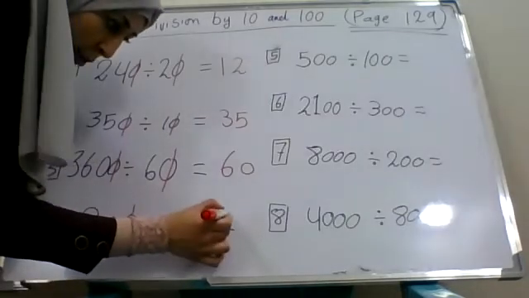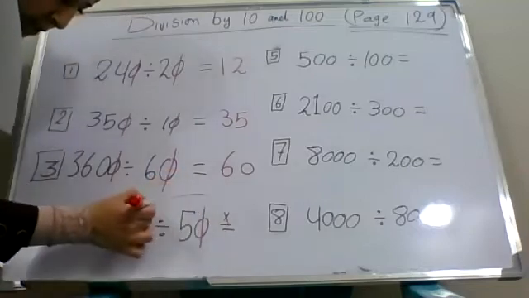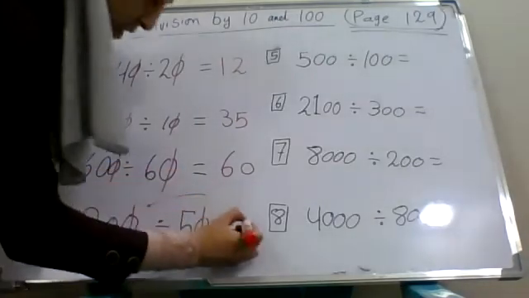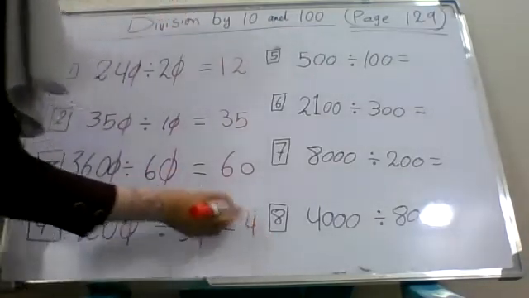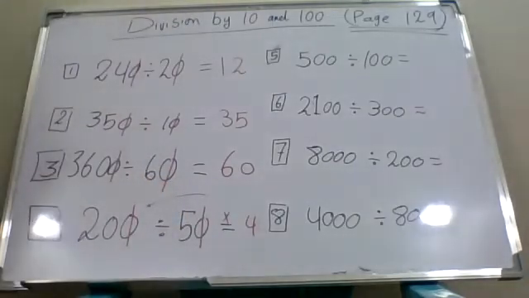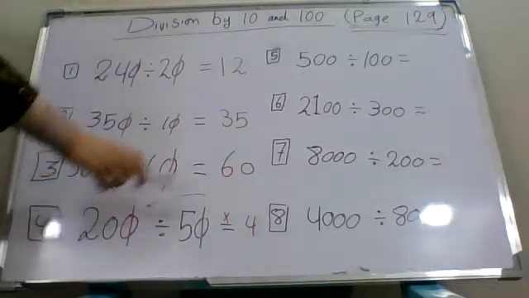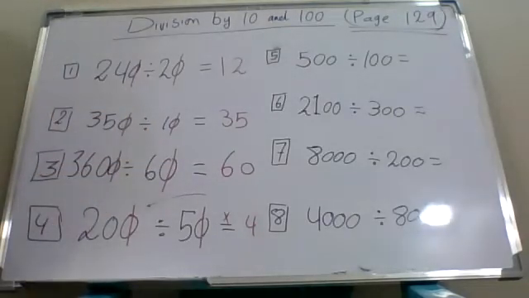What times 5 equal 20? It's 4, so I write 4. Okay, so 4 times 5 equal 20. If I want to divide the 20 by 5, it will be 4. Okay, so this is the answer.